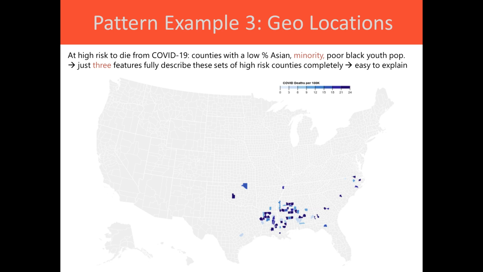It's not just enough to be poor. You have to be this particular kind of poverty. You have to be a minority, and the poor black youth population has to be there. The poor black youth population could be, they go out a lot and play with their friends, and then they get the COVID-19 virus that way, right? So it just happens, right?